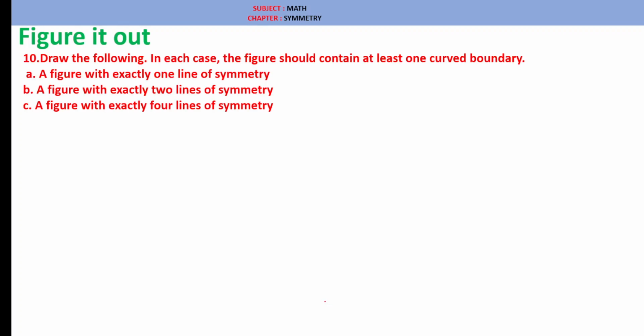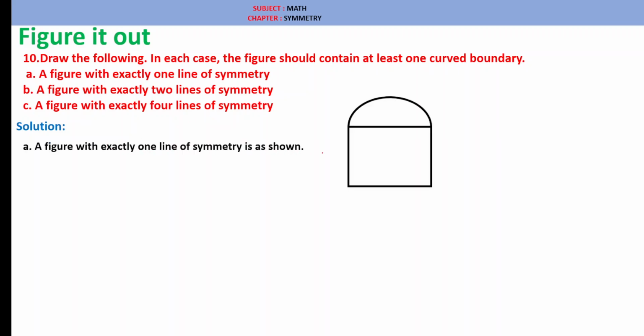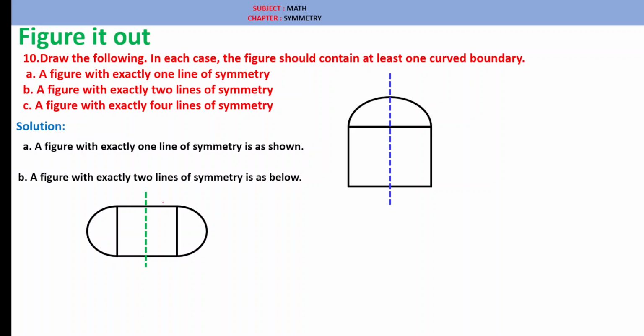Let us see question number 10. Draw the following. In each case, the figure should contain at least one curved boundary. So as a curved boundary is necessary: a, a figure with exactly one line of symmetry. B, a figure with exactly two lines of symmetry. C, a figure with exactly four lines of symmetry. So a figure with exactly one line of symmetry with a curved boundary is as shown here. The top is a curved boundary, so one line of symmetry. Second figure, a figure with exactly two lines of symmetry is here.